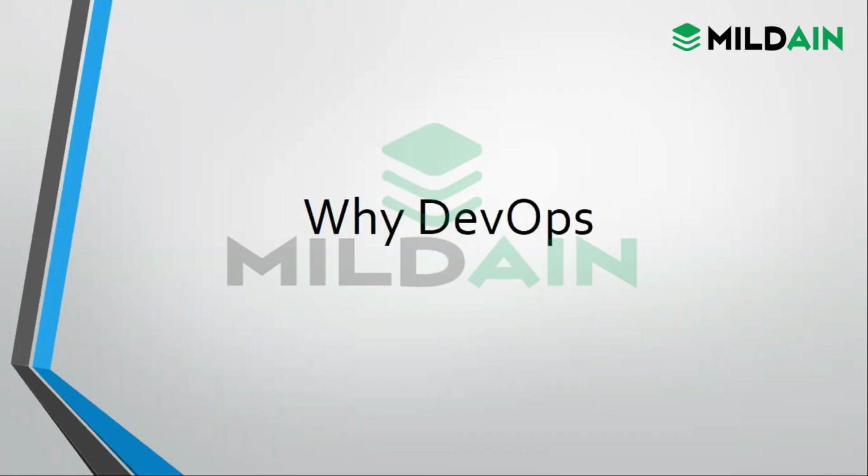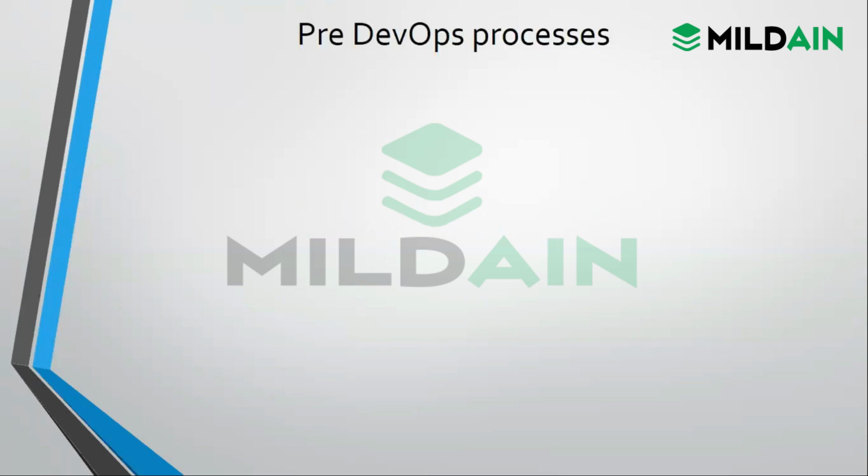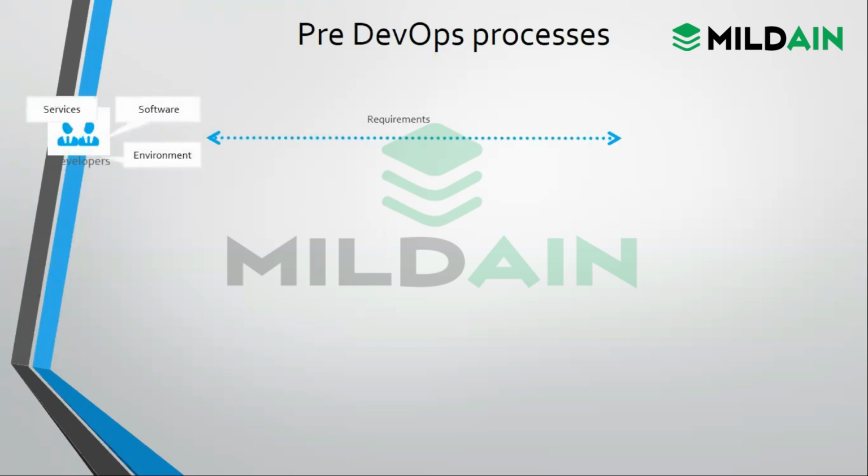Now the question comes, why DevOps? If we see the pre-DevOps processes, we have developers, we have software, environment, and services, and the requirements. Now this is operations. So this is the pre-DevOps process.